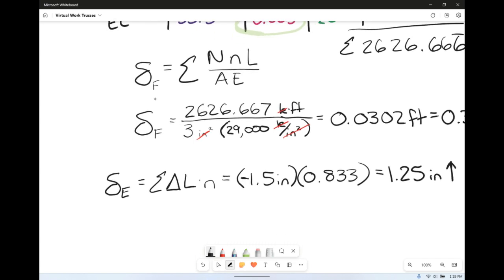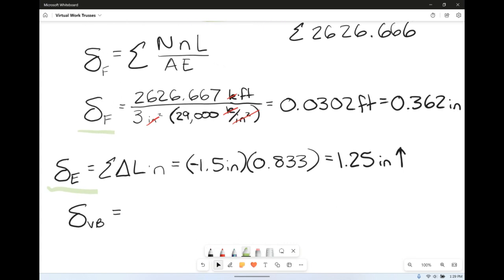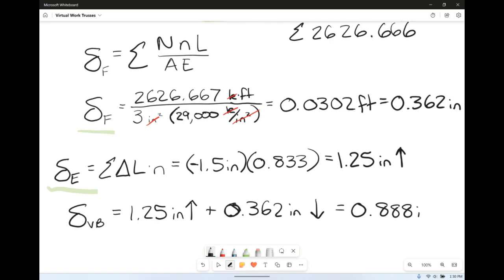So if we want to find the total vertical deflection of joint B, we need to add our fabrication error and our force. So fabrication error is 1.25 inches going up, and our force deflection is 0.362 inches going down. So in total, we're going to have 0.888 inches of vertical deflection going up.